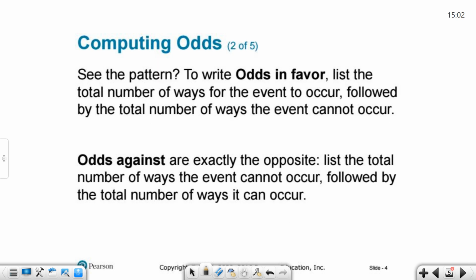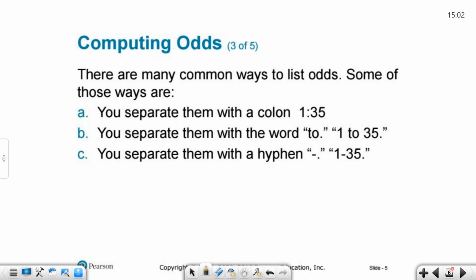Okay, but the way that you're going to write these are odds for or odds against. So the odds for something happening are this, or the odds against something happening are this. And so that's what we're talking about here. Now, if you're writing odds, I usually write it with a colon, but you could also use the word to. So for example, the odds of getting a certain roll on a dice would be 1 to 35, because there's one way out of 35 that you could get them.